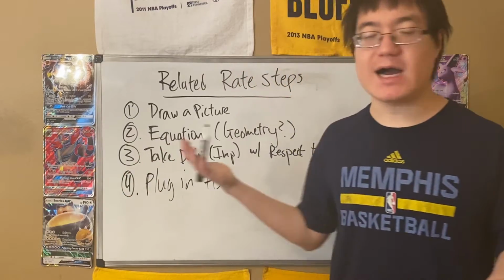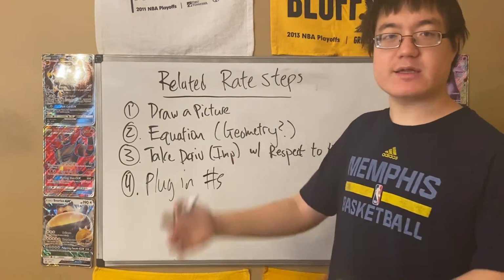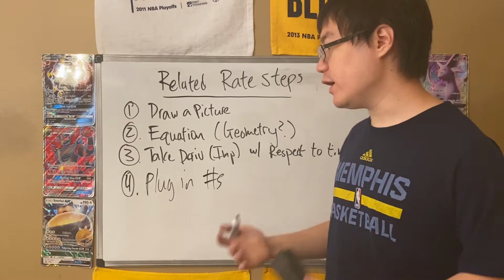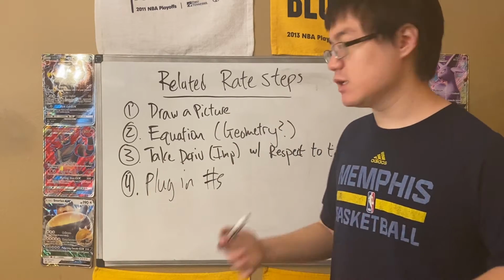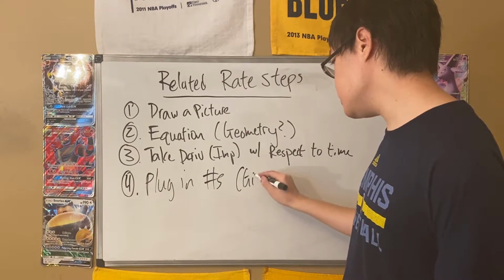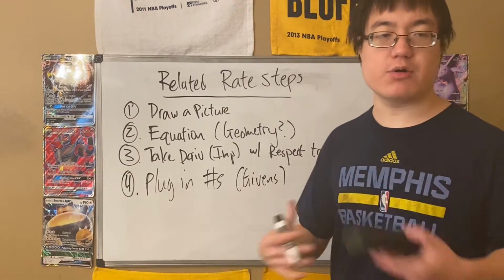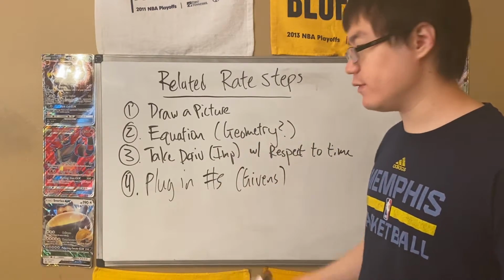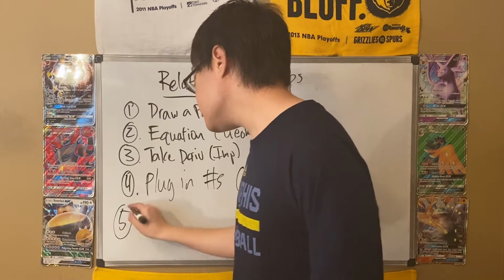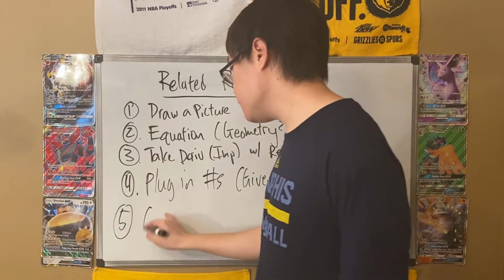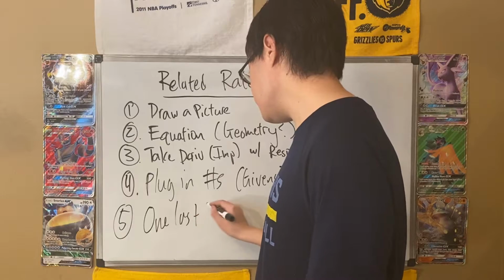You're going to have like 5 variables or so. So what I do is I like to find the variable that I'm trying to solve, and I just start plugging in givens. These are givens in the question, and just keep going until you get to the answer after you take the derivative.